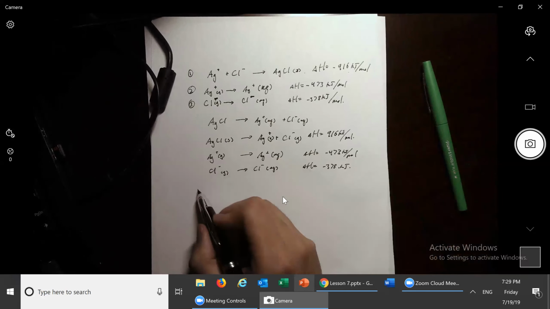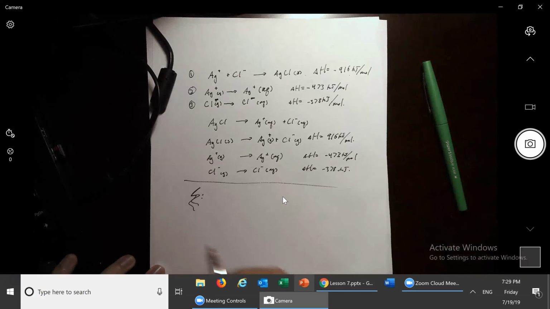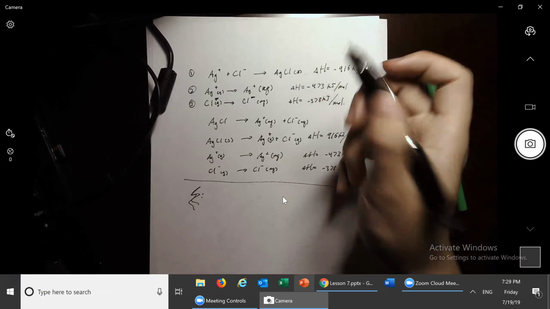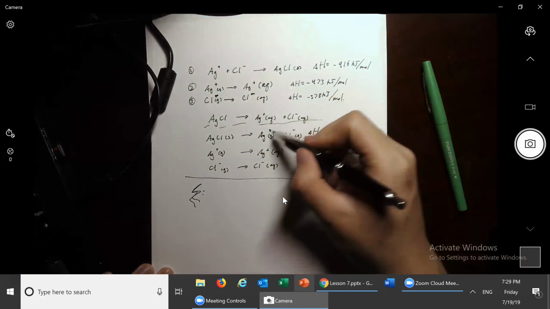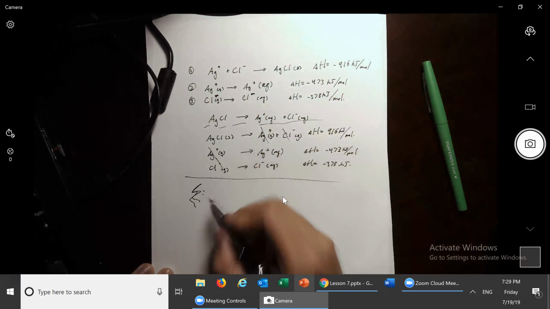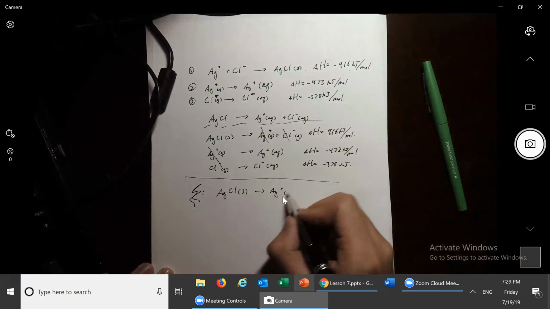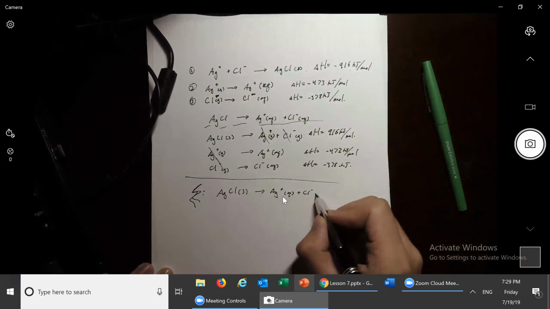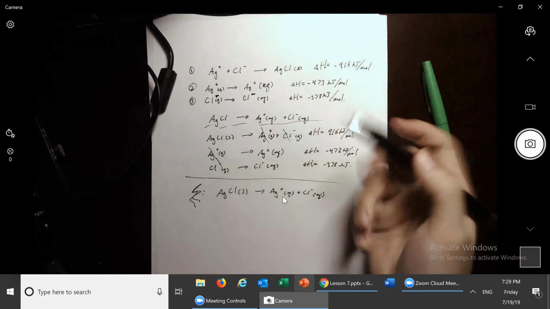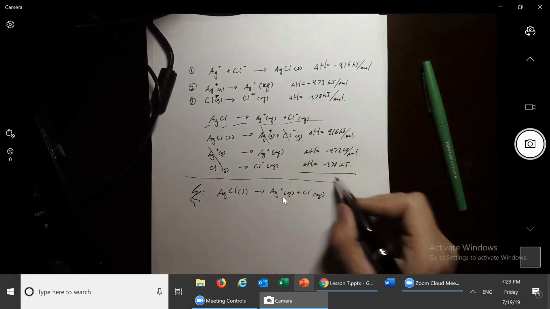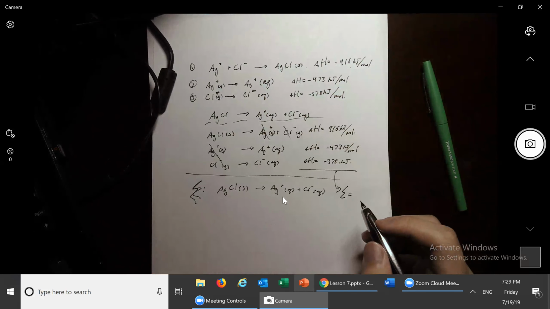What happens when we sum all of this together? What happens when we take the sum? I've drawn a sigma. You'll notice this cancels out and this cancels out. So we're left with this, which it turns out is what we want. And then the delta H is just the sum of all of this stuff. So the sum is 65.